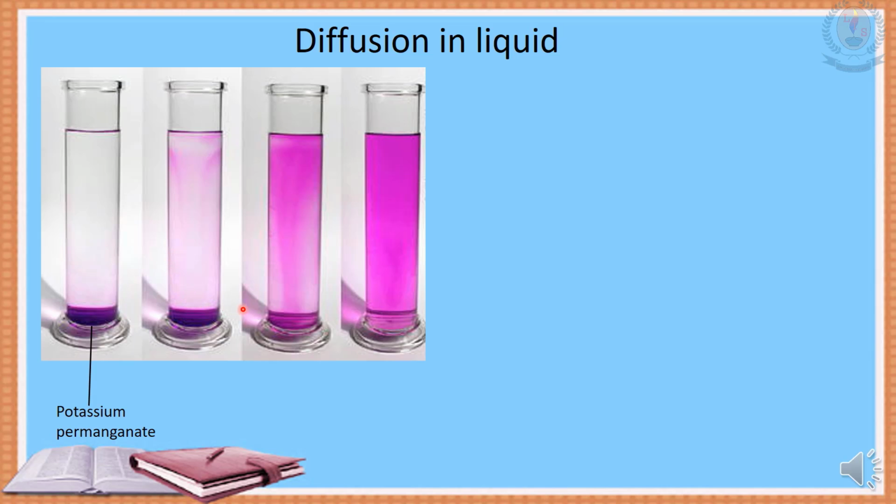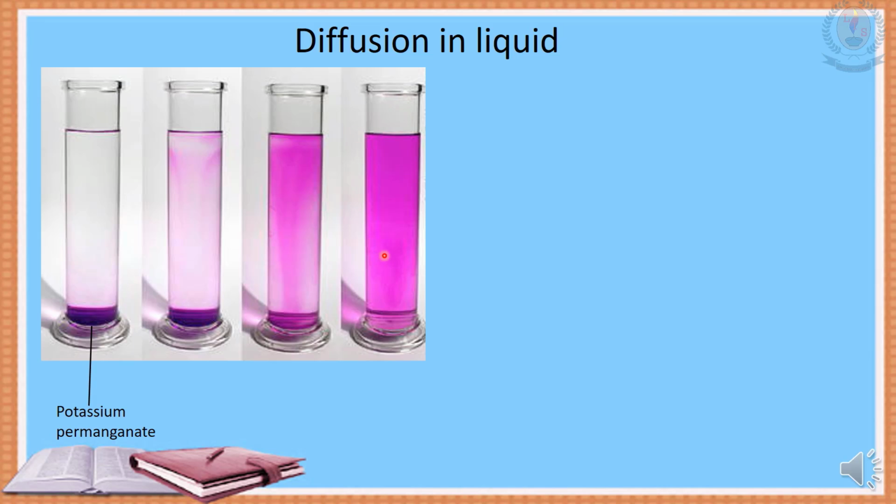And with time this darkness keeps decreasing and the other area gets darker, and finally the whole beaker will be the same purple color, with no dark place or light place. The whole amount of the water will be in the same color. Here the color will be equal everywhere.